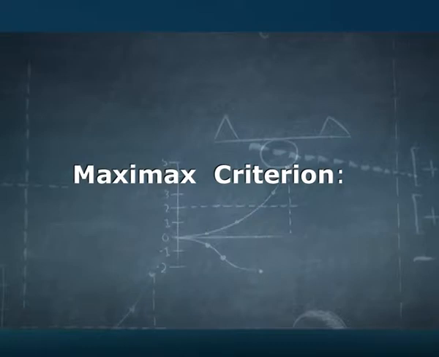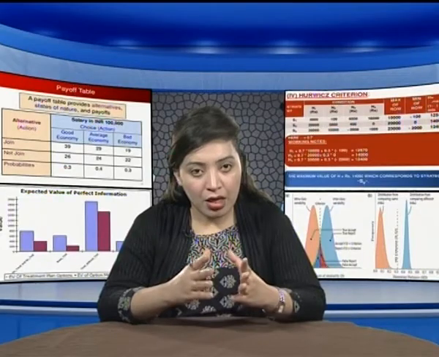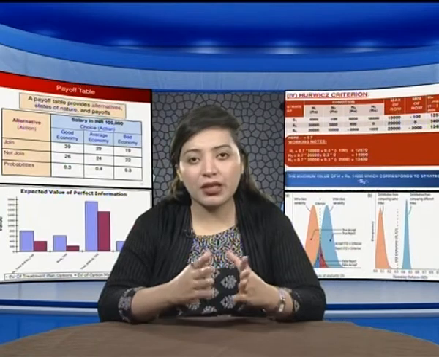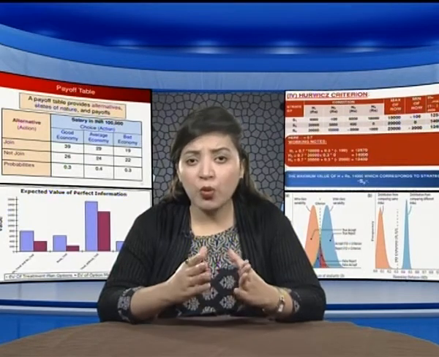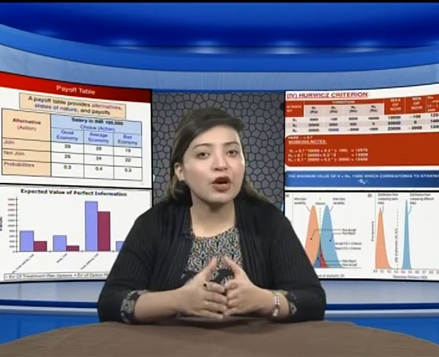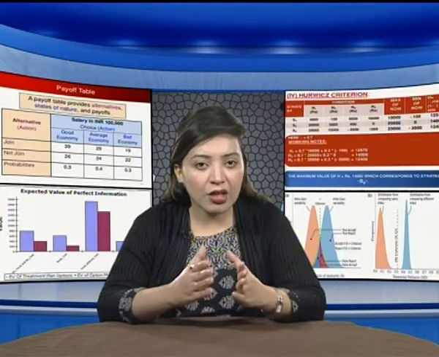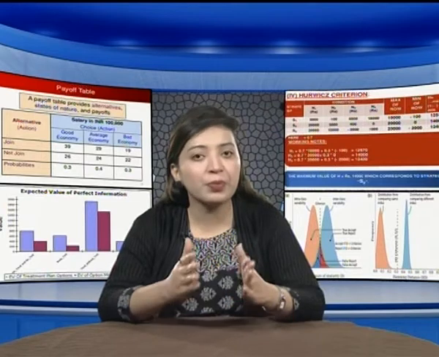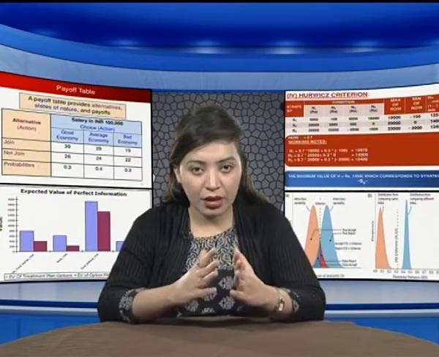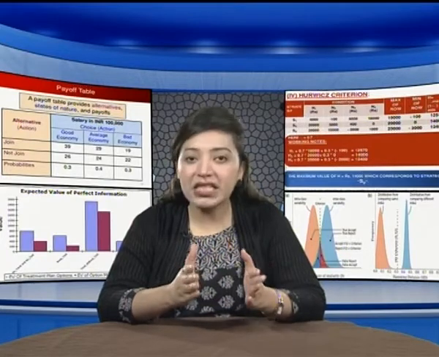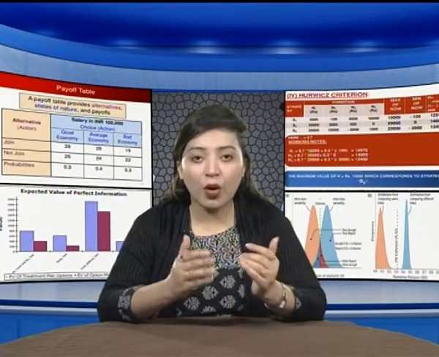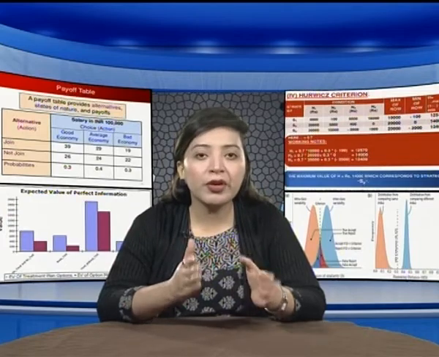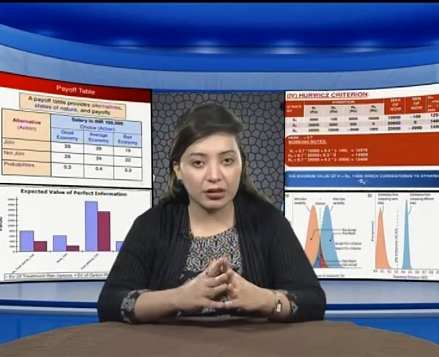The first one, Maximax criteria. To find the optimal act using the Maximax criteria, we determine the maximum payoff associated with each act and choose the act that corresponds to the maximum of these maximum payoffs. The Maximax criteria is an optimistic one because it is based on the assumption or hope that the most favorable state of nature will occur.